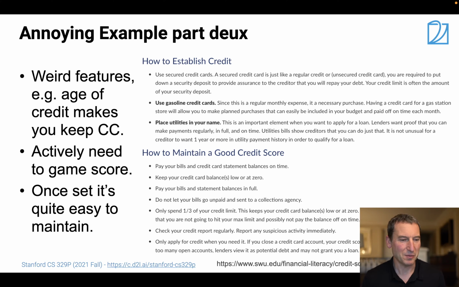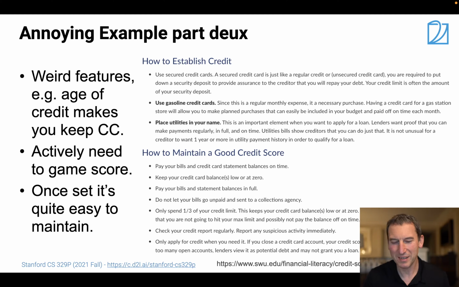But then also do weird things like only spend a third of your credit card limit and apply only for credit when you need it. So it's basically a lot of really strange recommendations. And it's a strange explanation for the model that generates a credit score. And I think we can all agree that this is only to a limited extent a model that causally explains why you should or should not get credit.